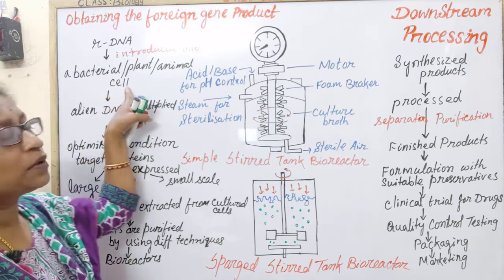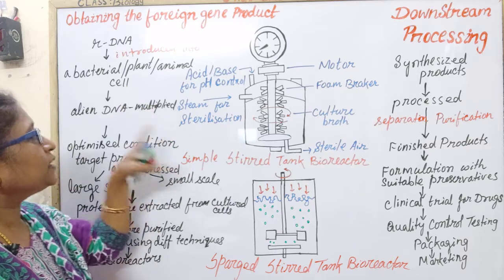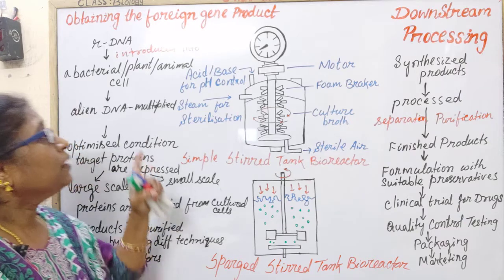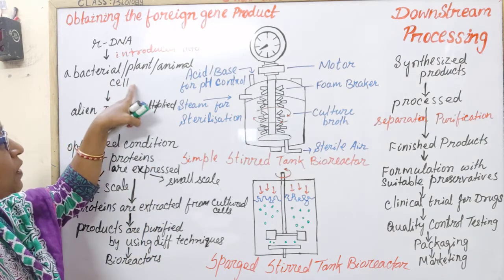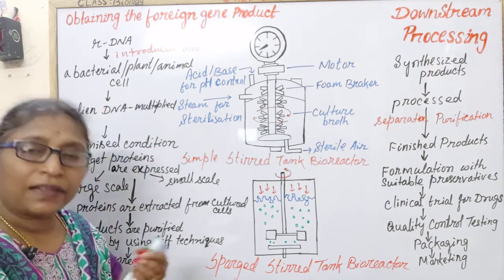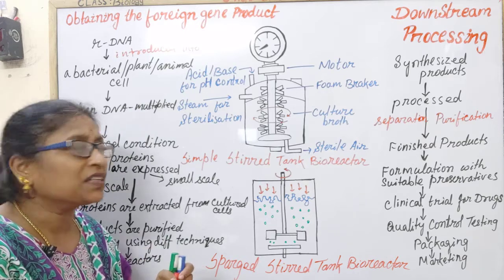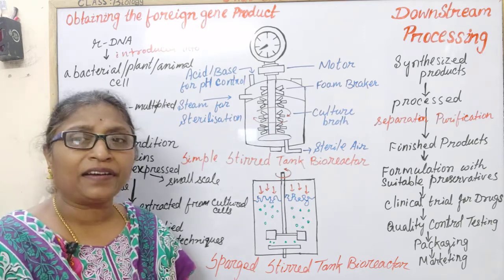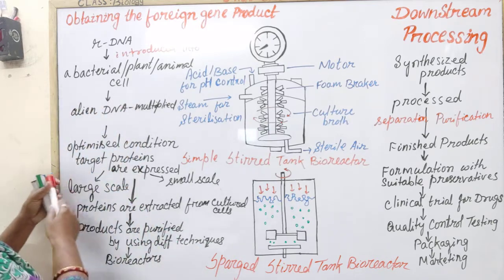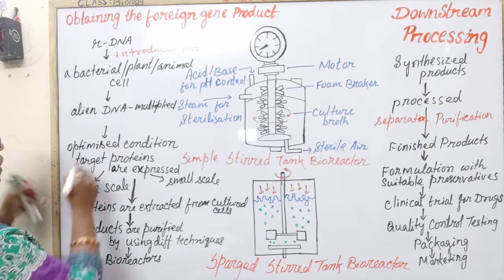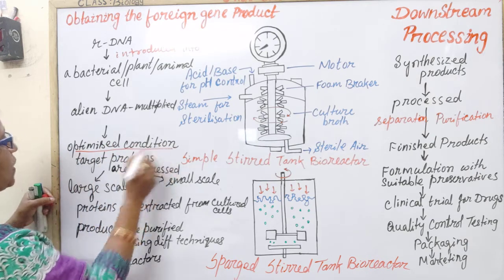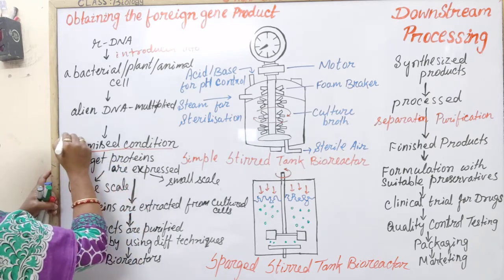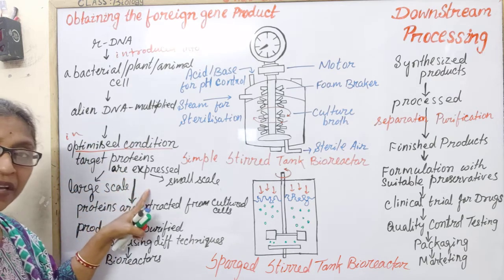or when it is introduced into the bacterial cell, it is multiplied due to the cell multiplication of the plasmid. Even if they remain part of the plant cell or animal cell, these plant or animal cells are cultured. Thus, the recombinant DNA, the foreign DNA, is also multiplied. Then, in optimized conditions, the conditions required for the expression of the genes, the target proteins are expressed.